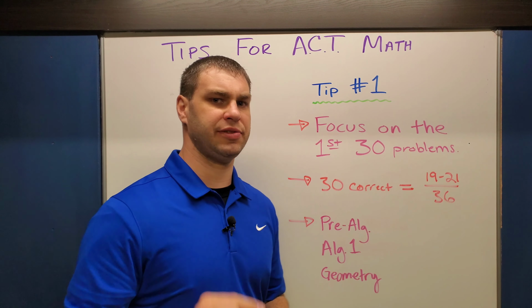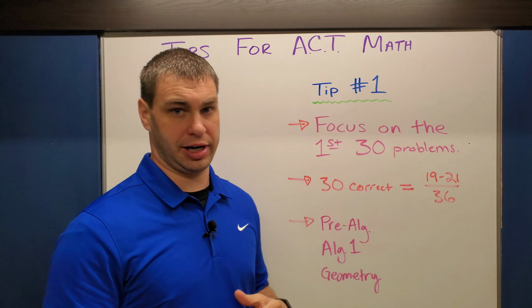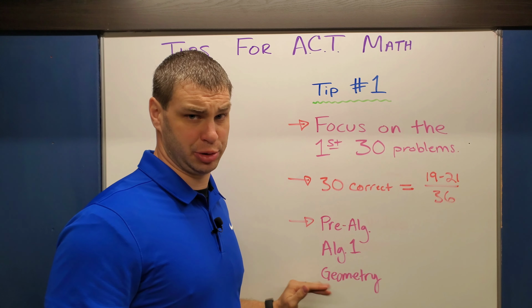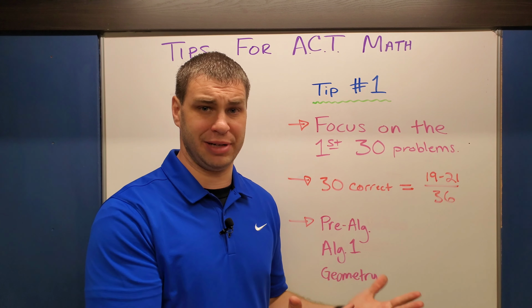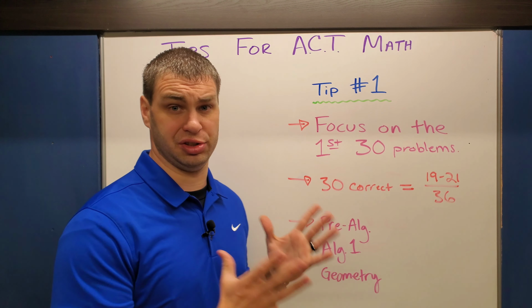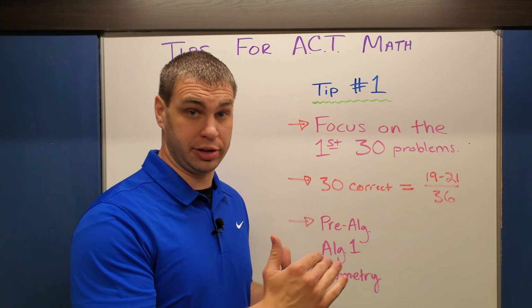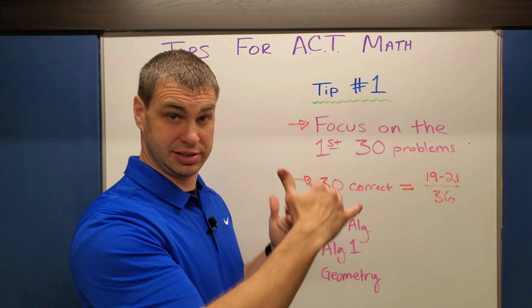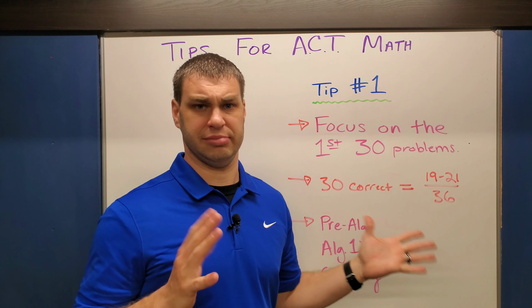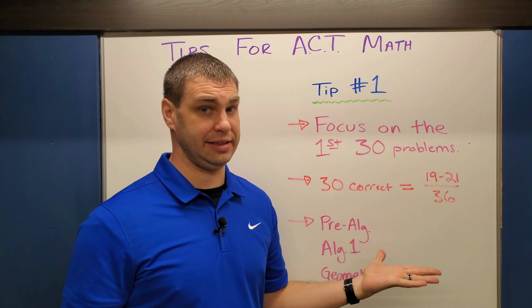All right, tip number 1 is to focus on the first 30 problems. That's because these are your pre-algebra, algebra 1, and geometry problems, which we should probably have all taken by the time we take the ACT. So we should be familiar with those and be able to get those questions right. Now, if you can get all of the first 30 questions right, of the 60 total, then you're gonna get about a 19 to 21 out of the total 36 on the ACT.